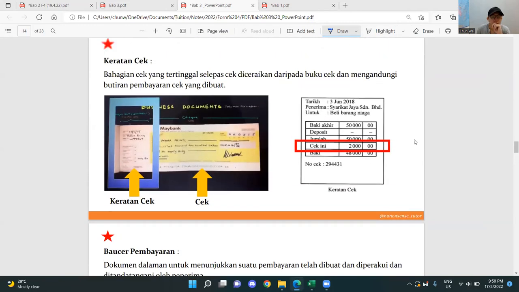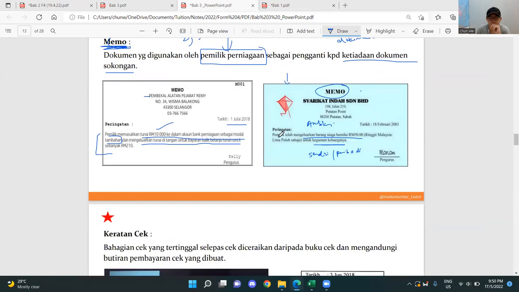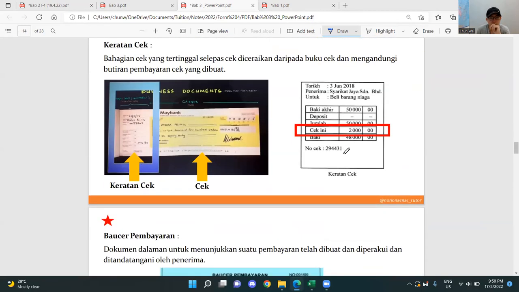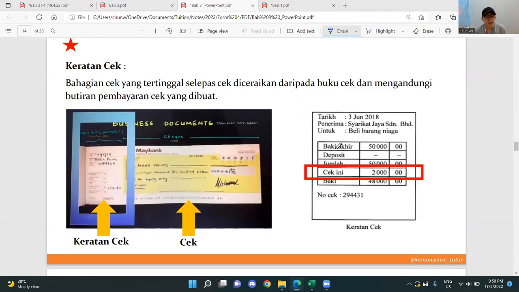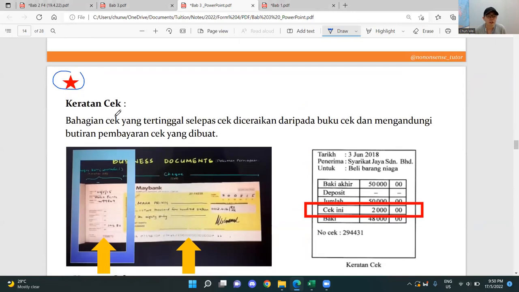Okay, let's go for the last one before we call it a day. Next, a cheque stub, as you can see, is this one. What is a cheque stub? You saw the word cheque. Okay, but cheque is not the cheque stub. Now we are talking about the cheque stub. It's different from the cheque.